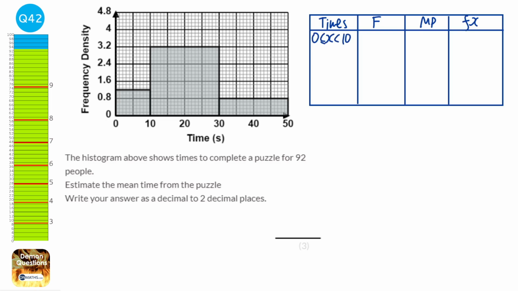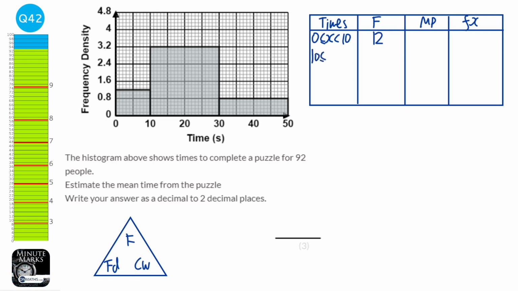And to find the frequency, I might as well just show this. So the frequency density is proportional to the frequency over class width. The class width here is 10, and the frequency density is 1.2. So 10 times 1.2 will be 12. And then the next group is up to 30, so we're doing 20 times 3.2, which will be 64, and then the final one will be 30 to 50, so again we're doing 20 times 0.8, which will be 16.